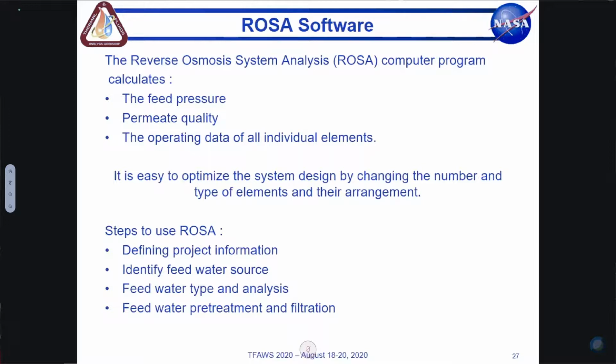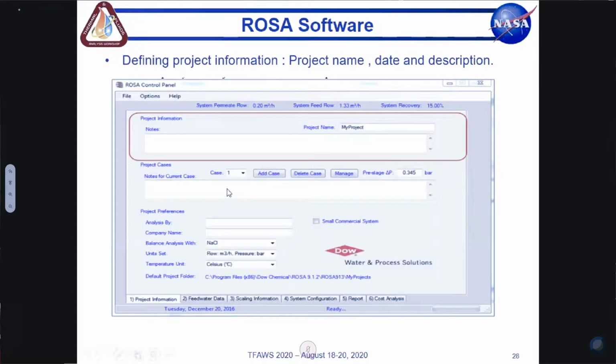Now, we will leave our experimental work and come to the reverse osmosis system analysis software. The reverse osmosis system analysis computer program calculates the feed pressure, the permeate quality, and the operating data of all individual elements. It's easy to optimize the system design by changing the numbers and type of elements and their arrangement. When we use ROSA, first we must define our project information.